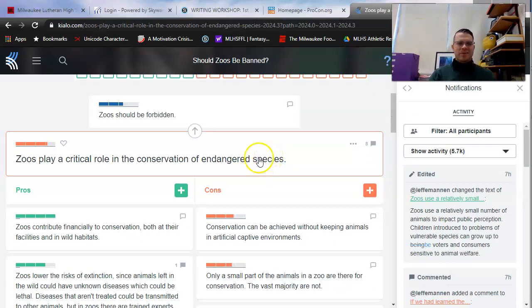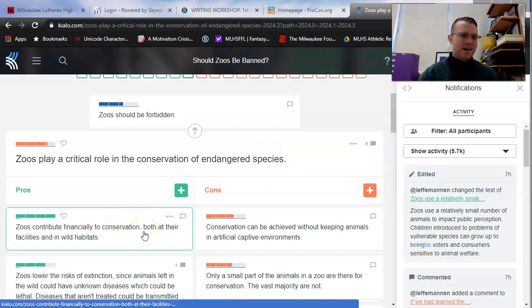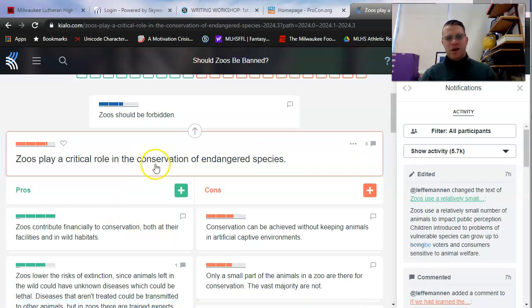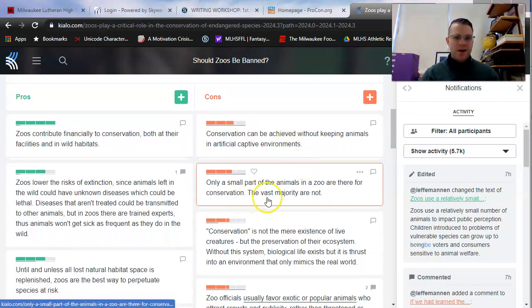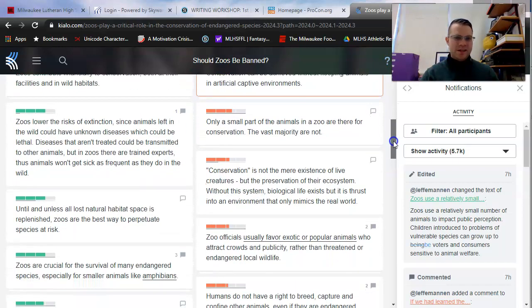What we have is another claim with its own pros and cons. Pros arguing yes, zoos are important in conserving endangered species. Cons saying, you know what, there are better ways to do this, right? We can do this without keeping them captive. Only a small part of the animals in zoos are there for conservation. The vast majority of animals in zoos are not endangered.